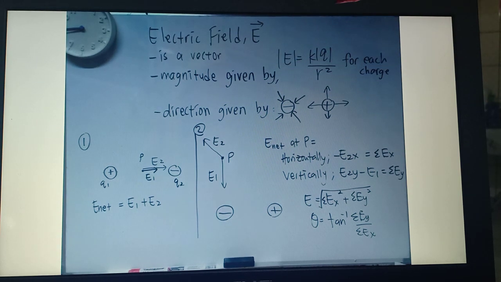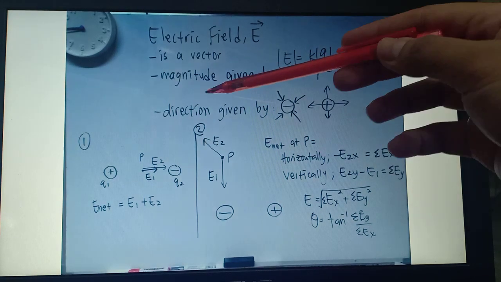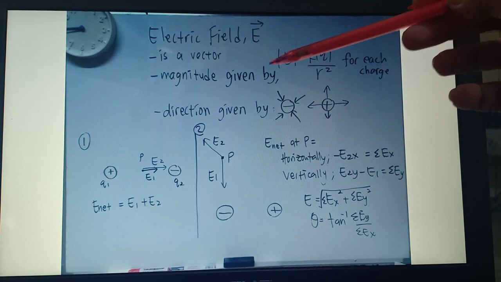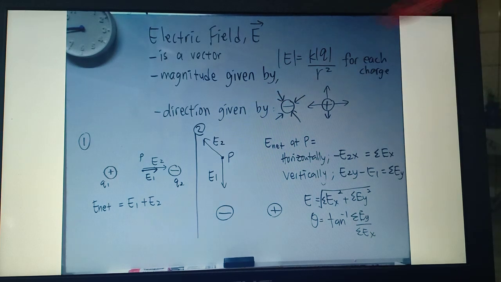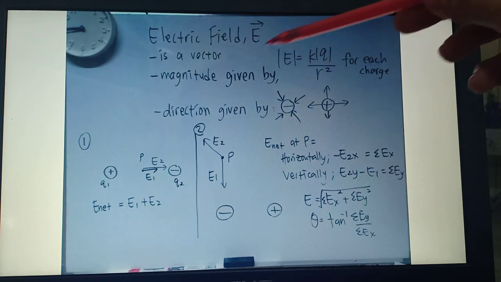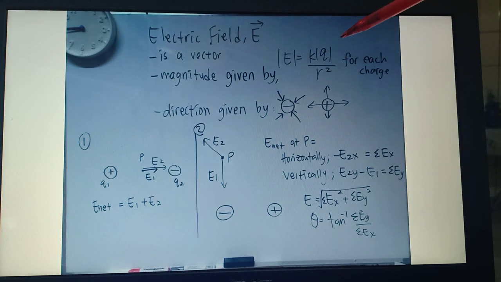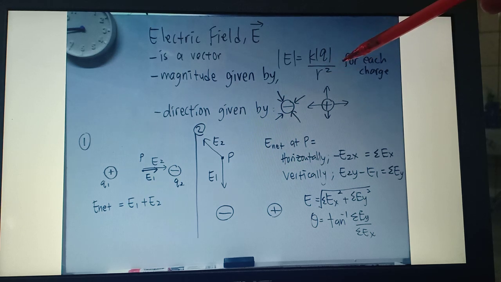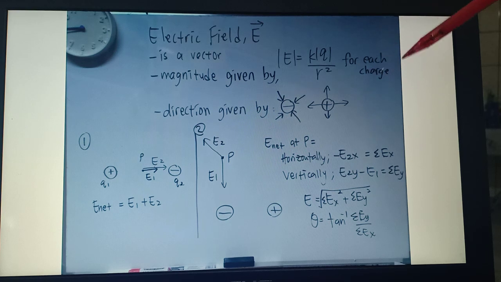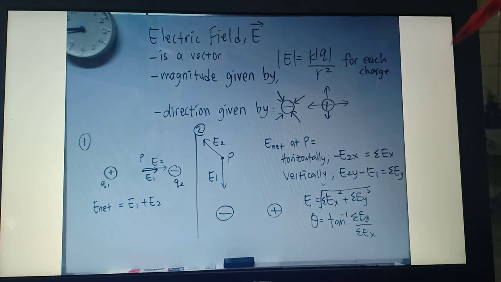For electric field, it's also a vector. So when it is a vector, it comes with magnitude and direction as well. The equation to find the magnitude is given by kq over r square, so don't forget the square here, and it is for every charge you have. So if you have one charge, you have one electric field. If you have two charges, you have two electric fields, and so on.